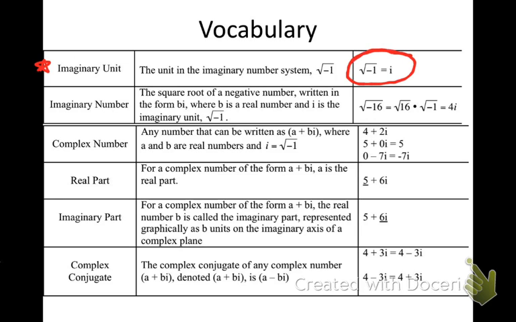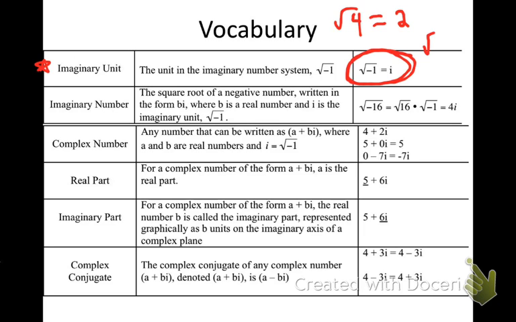Now, why is that imaginary? Well, because you cannot have the square root of a negative. For instance, we all know the square root of 4. The square root of 4 is 2, or the square root of 4 could also be -2, right? Plus or minus 2.